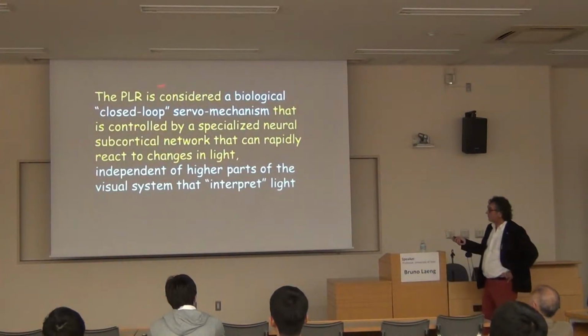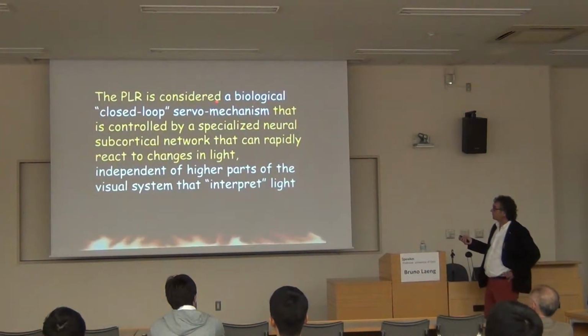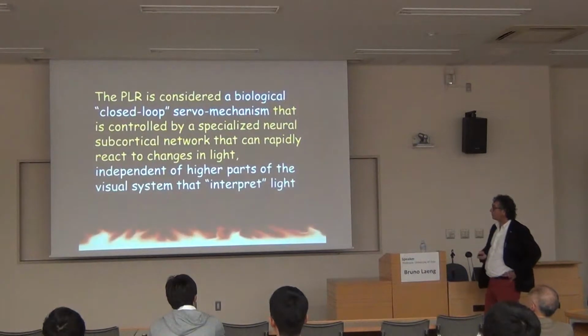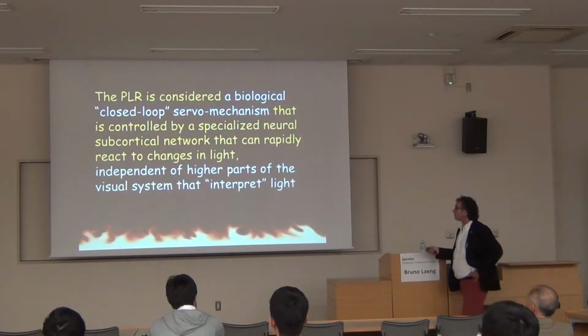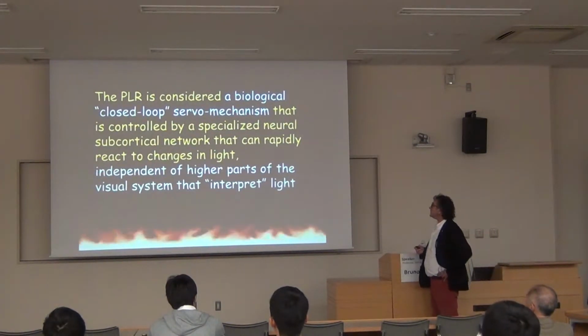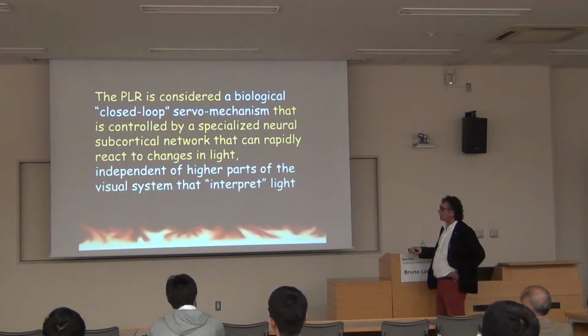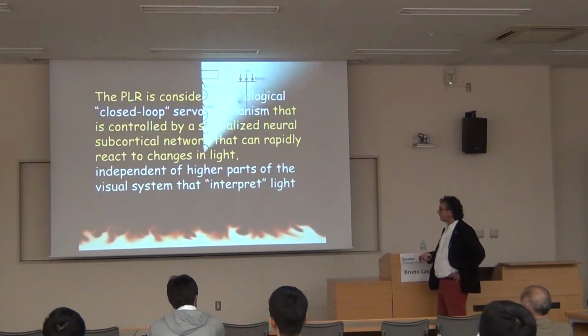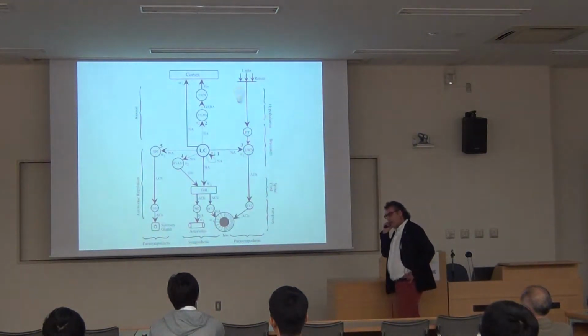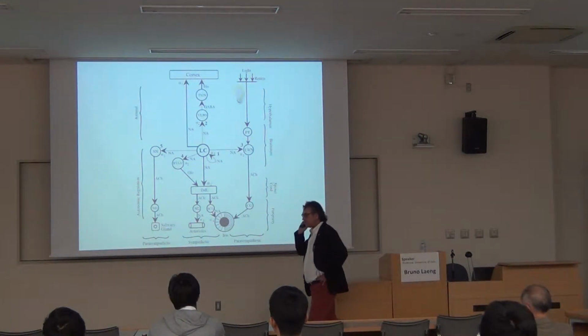Okay? So to summarize, the pupillary light reflex is considered a biologically closed-loop servo mechanism that is controlled by a subcortical network that reacts to changes in light, independent of how higher parts of the visual system interpret light. I think this part is wrong, okay? And the reason it's wrong is already present in the neurophysiology.